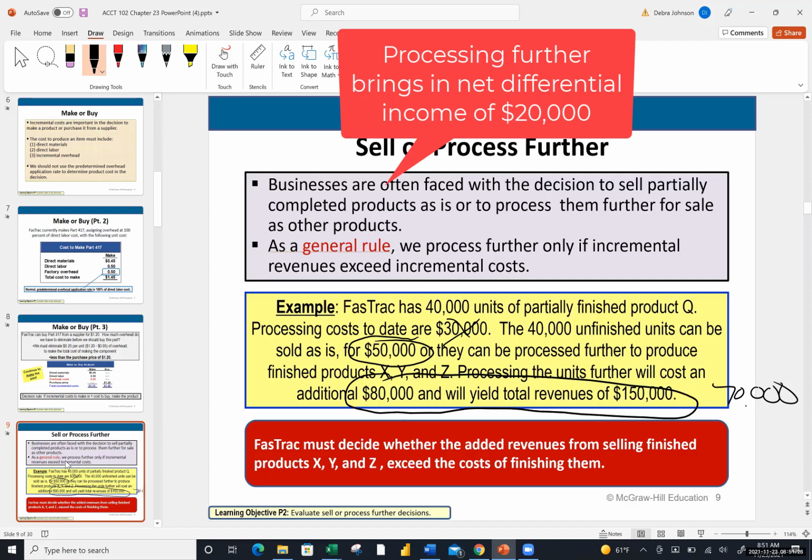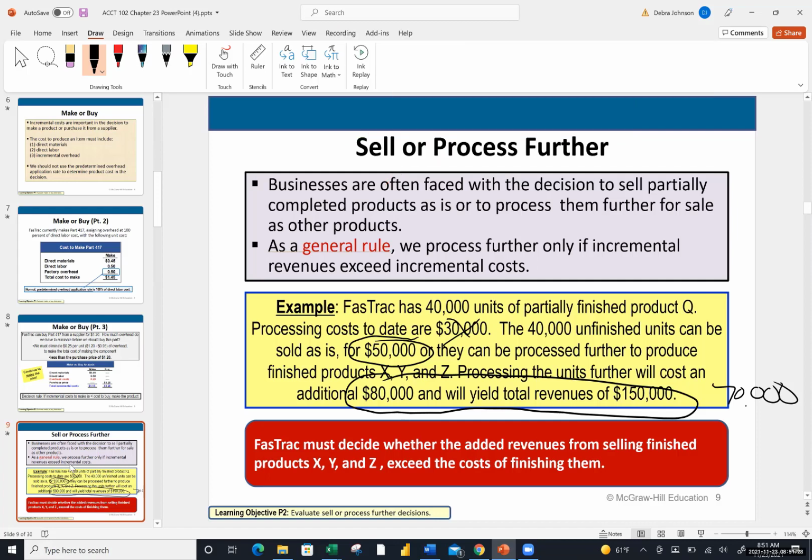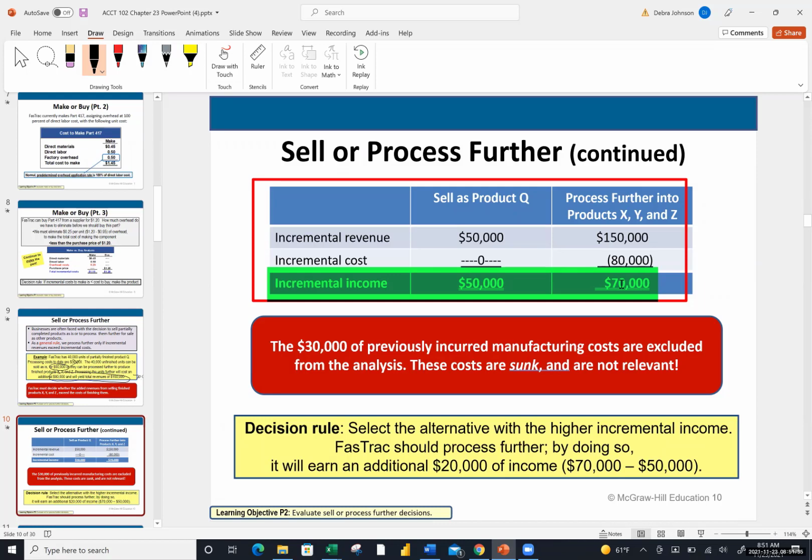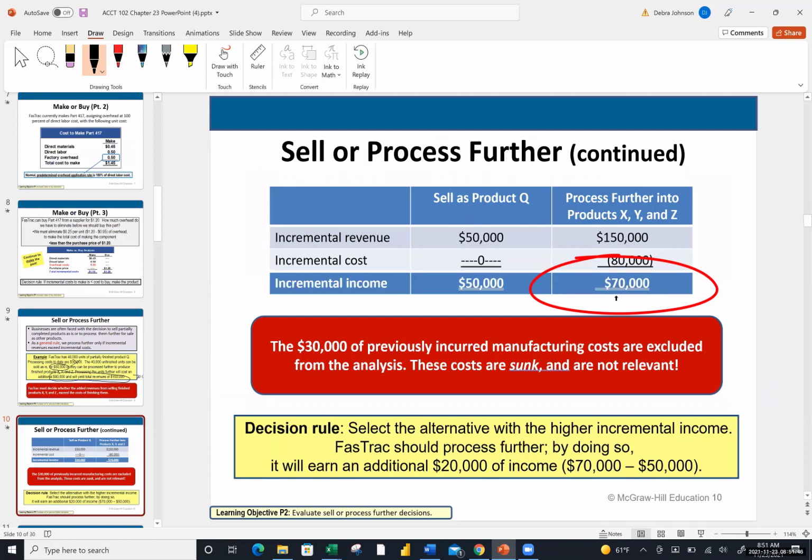So let's see what their answer is going to look like. Sell as is, they're going to bring in 50. Process further, they're going to bring in 70. If you could choose one, it looks like we would choose the process further option. You notice how that sunk cost did not come into play because it's already happened and there's nothing they can do to change it.